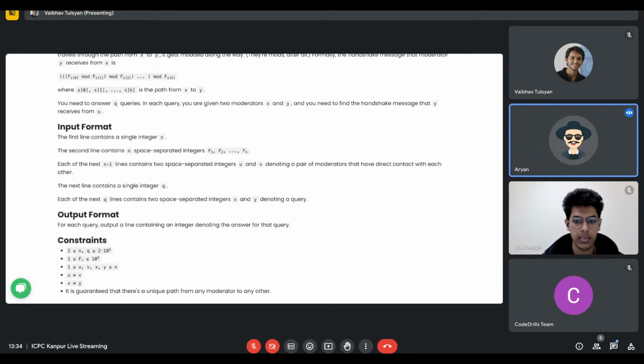So, 1 second, Three Musketeers. Okay, their recent submission was a TLE. Vaibhav, can you open your submission? Yeah, I shared the link.